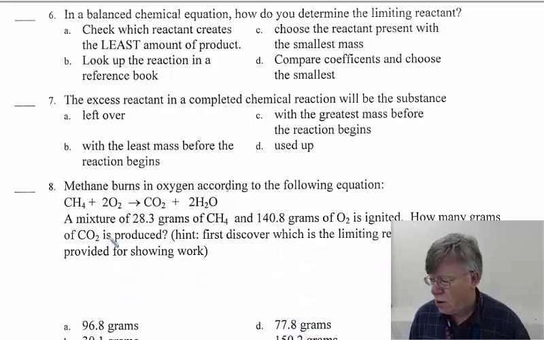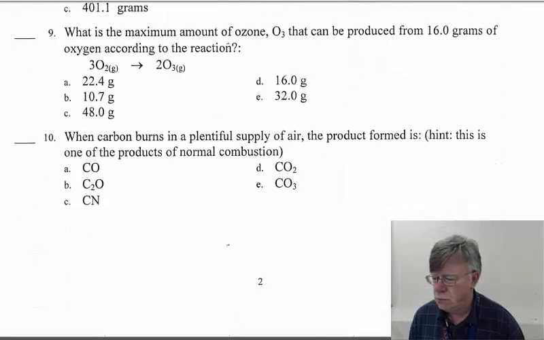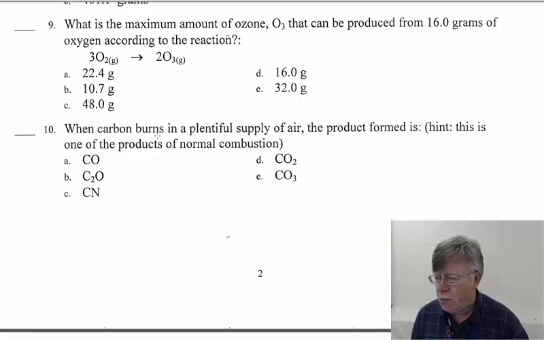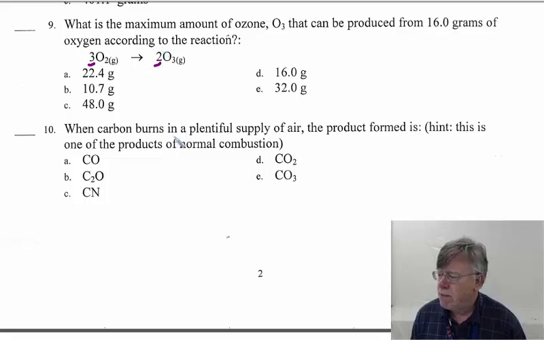Okay, very good. Let's go ahead and advance the test a little bit more. All right, so what is the maximum amount of ozone that can be produced from 16 grams of oxygen? So here is our balanced chemical reaction. Notice the coefficients are important. Notice this is O2 and O3. This is our reactant. This is our product.